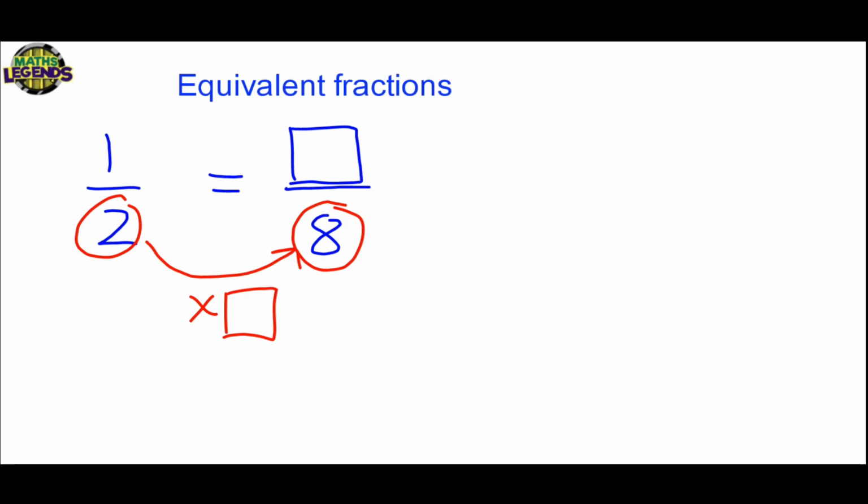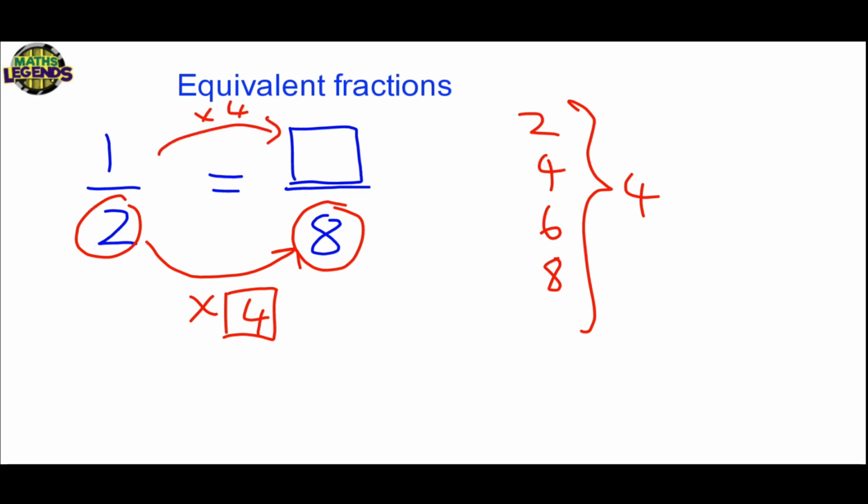So here we can do our 2 times tables. 2, 4, 6, 8. So we stop there. So it's 4 numbers here. So it's 2 times 4. Now, whatever we do to the bottom, we must do to the top. So it's times 4. So 1 times 4 is 4.